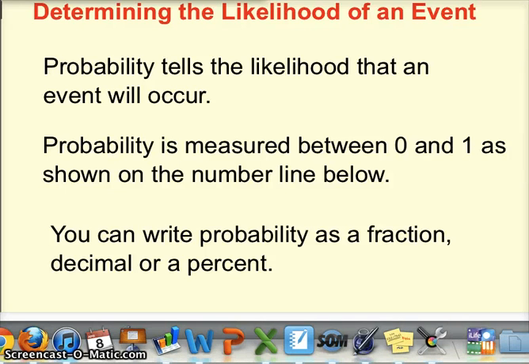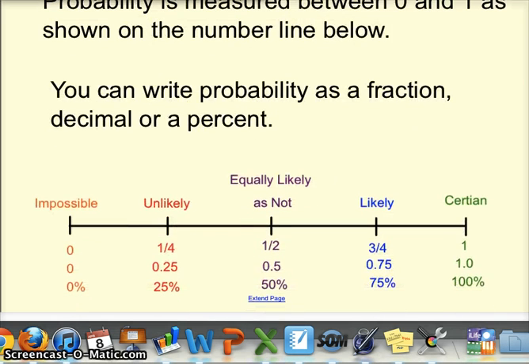Hi guys, today we're going to determine the likelihood of an event. We learned in the previous lesson that probability tells us the likelihood that something will occur. And we can write probability either as a fraction, a decimal, or a percent. So as we see on this number line below, we're measuring probability between 0 and 1.